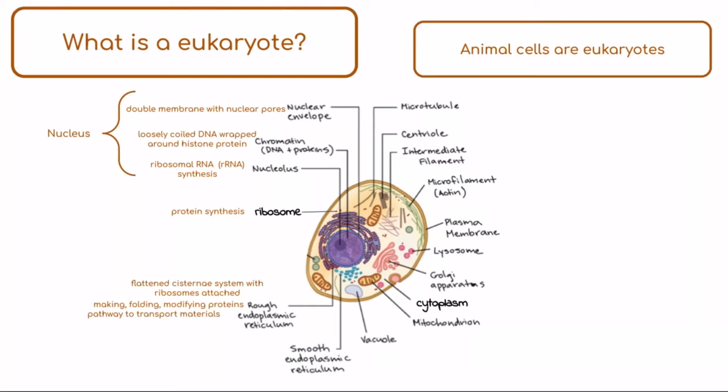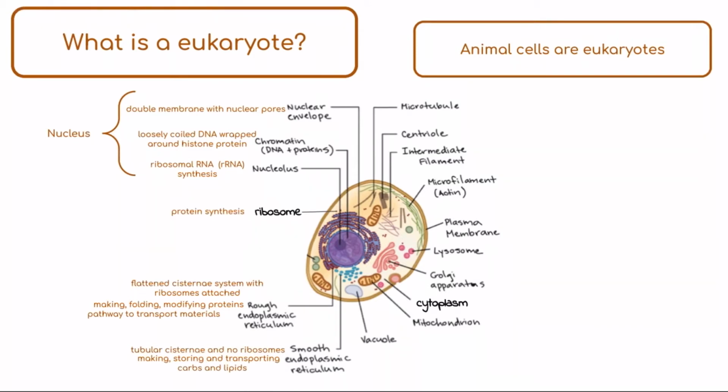We have rough endoplasmic reticulum. This is a flattened cisternae system with ribosomes attached to it and is involved in the making, folding and modifying of proteins while providing a pathway to transport materials. We also have smooth endoplasmic reticulum, which is a tubular cisternae system with no ribosomes and is involved in the making, storing and transporting of carbohydrates and lipids.